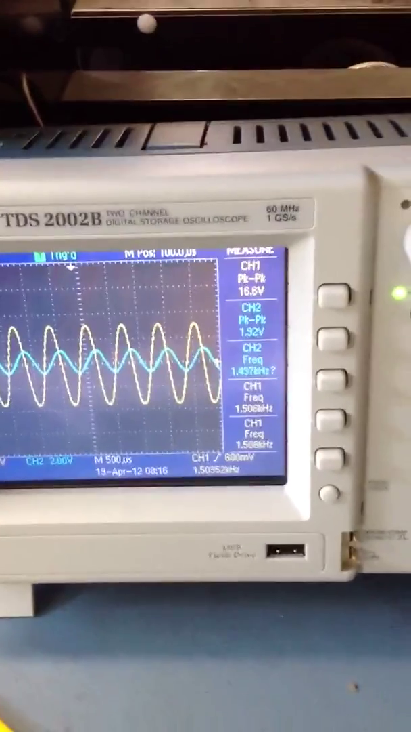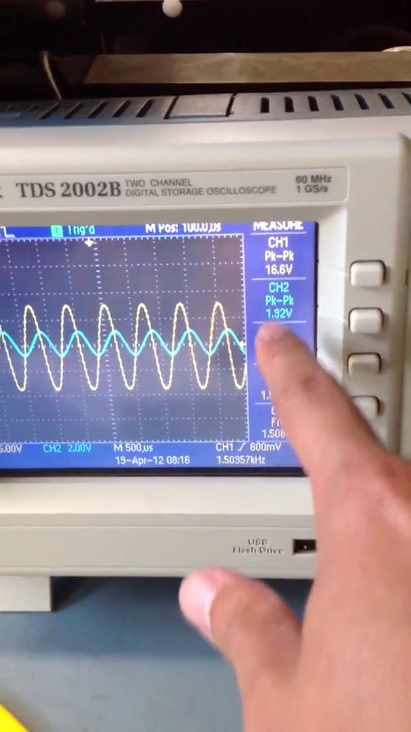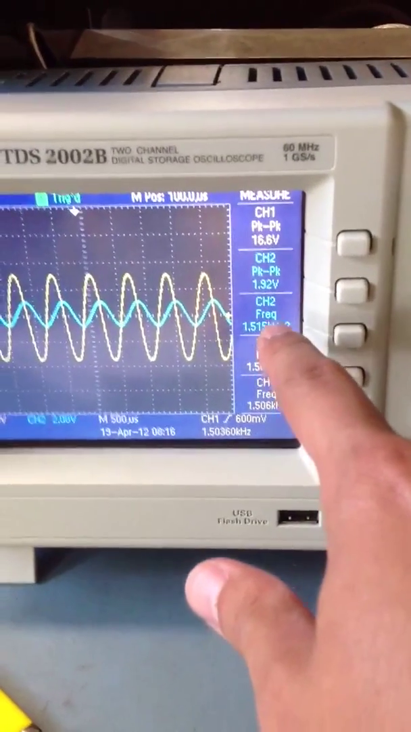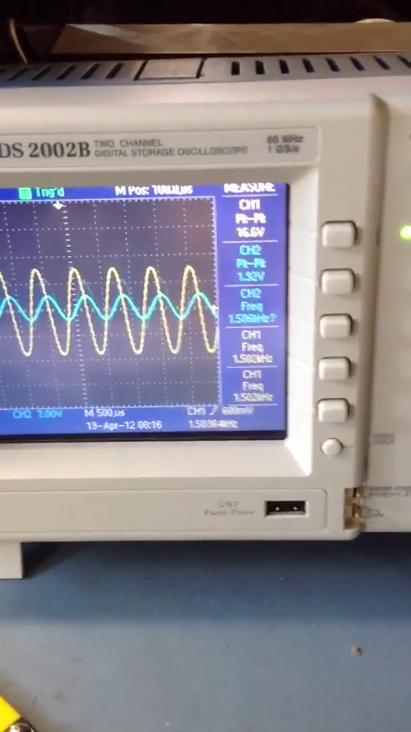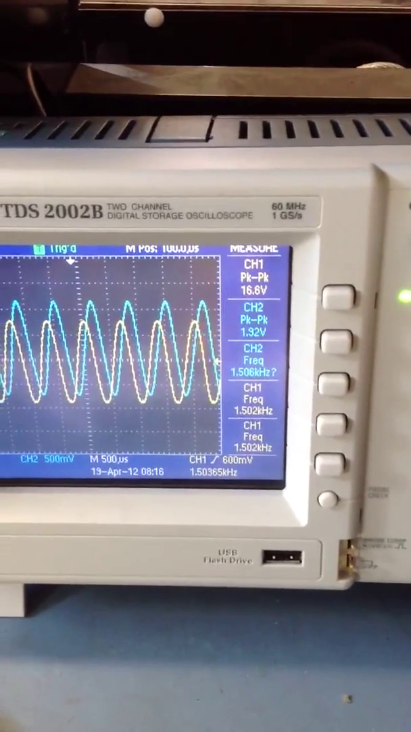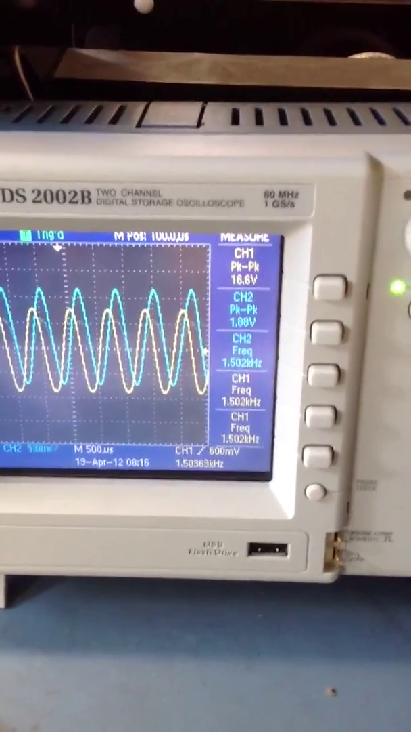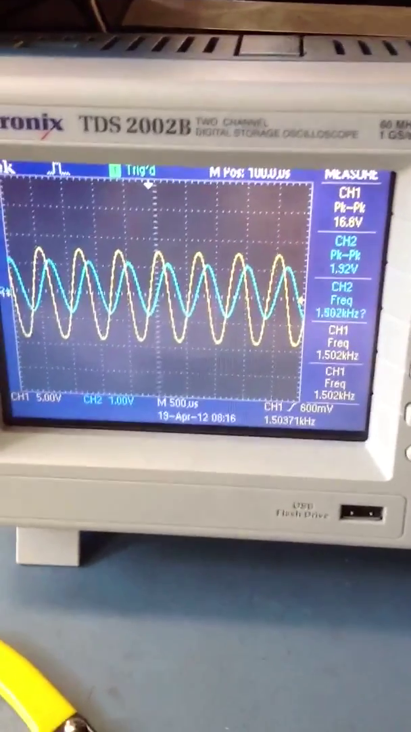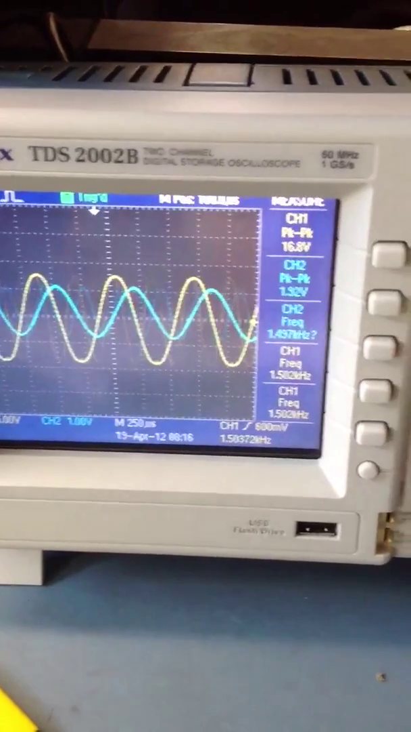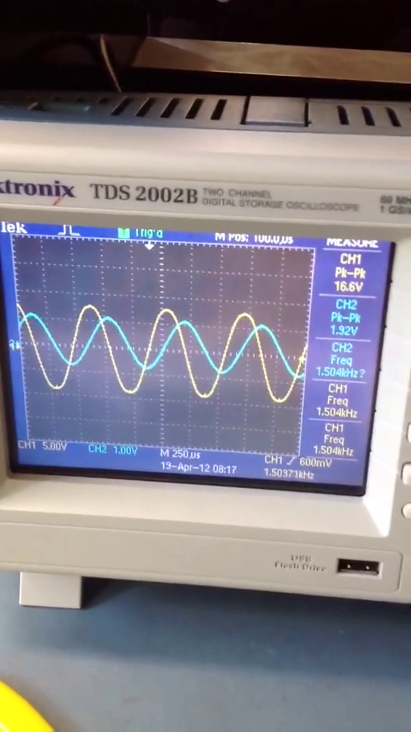1.5K. Alright. So the amplitude would be the peak to peak divided by 2, which is 16.6 divided by 2, and 1.92 divided by 2. Just make this bigger, so better view. Okay. There we go. Now we're going to measure the phase change.